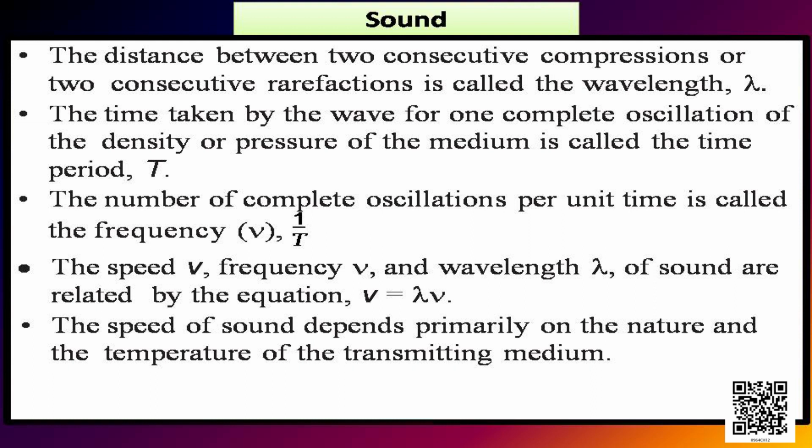The time taken by the wave for one complete oscillation of the density or pressure of the medium is called the time period, T. The number of complete oscillations per unit time is called the frequency and it is equal to 1 by T. The speed, frequency and wavelength of sound are related by the equation: speed is equal to wavelength into frequency. The speed of sound depends primarily on the nature and the temperature of the transmitting medium.